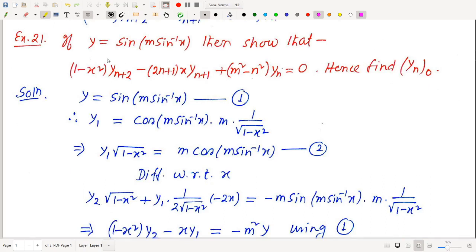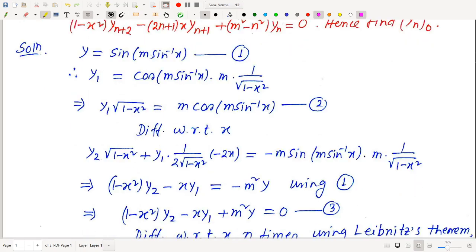Example number 21. If y = sin(m sin⁻¹ x), then show that (1 − x²) y_{n+2} − (2n + 1) x y_{n+1} + (m² − n²) y_n = 0. Hence find y_n(0), that is, the value of the nth derivative of y when x = 0. So y = sin(m sin⁻¹ x).